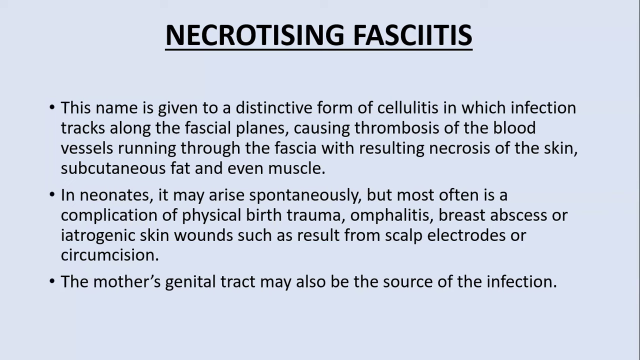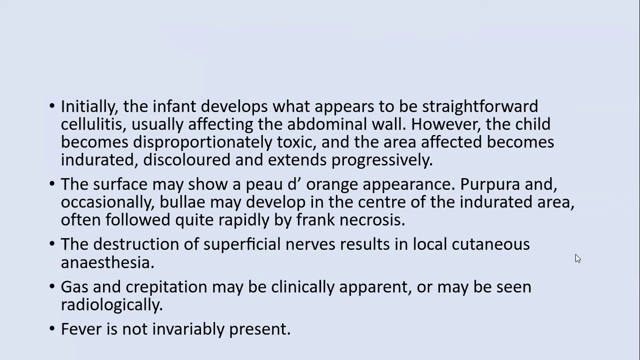The mother's genital tract may be a source of infection. Initially, the infant develops straightforward cellulitis, usually affecting the abdominal wall. However, the child becomes abnormally toxic, and the area becomes indurated, discolored, and extends progressively. This extension is quite rapid. The surface shows a peau d'orange appearance. Purpura and occasionally bullae develop in the center of indurated areas, followed rapidly by frank necrosis.